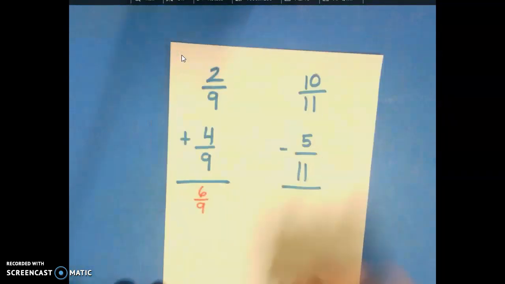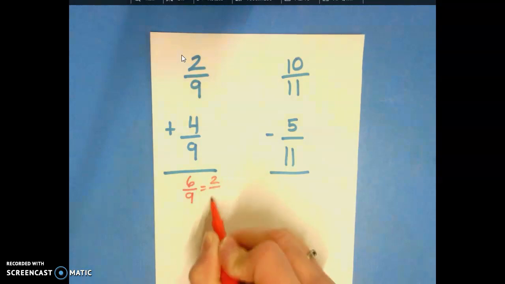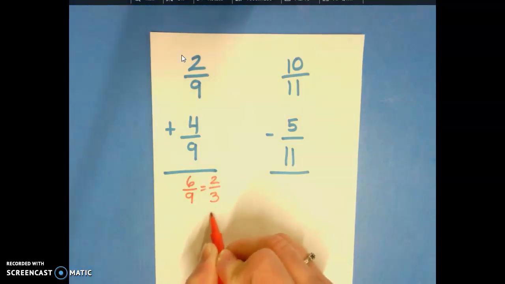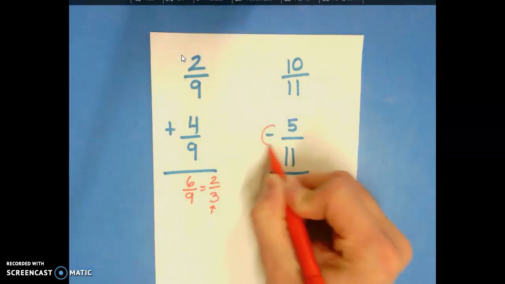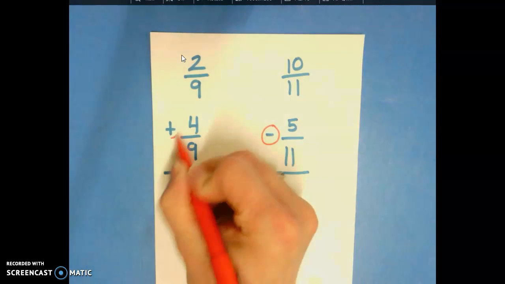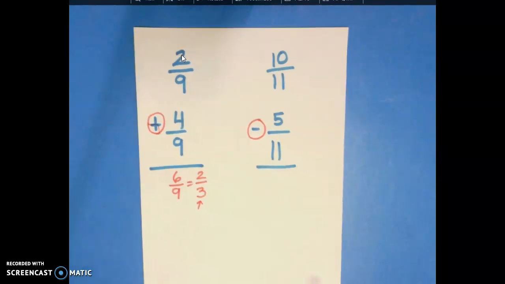Is that in simplest form? No. They both can be divided by 3 and it equals 2/3. 2/3 is the best answer. If you would leave it at 6/9, you will get 1 mini point off because you have to put answers in simplest form. Now, because I'm going to watch symbols, maybe you even want to circle those today as you do your assignment because they are going to be mixed up. You've got to be alert to whether you're adding or subtracting these like fractions.